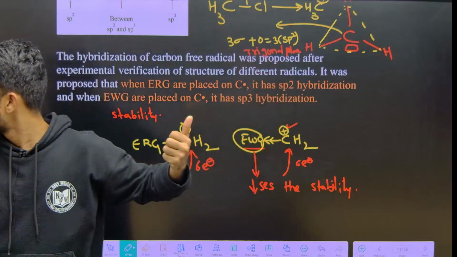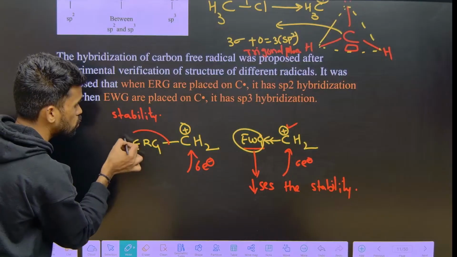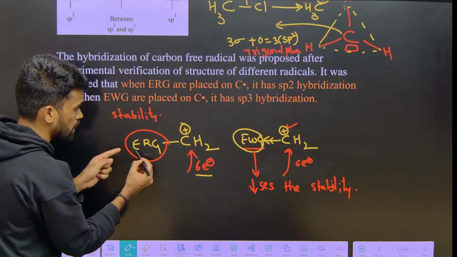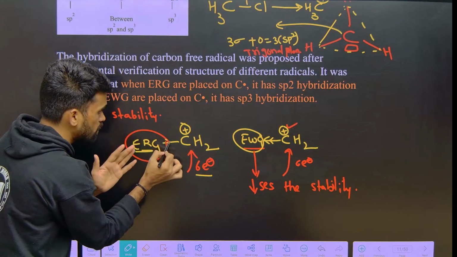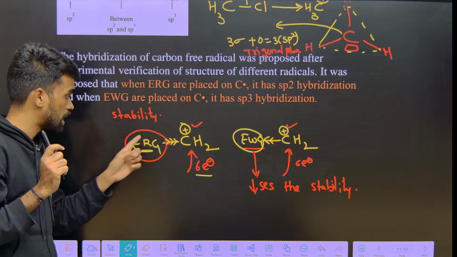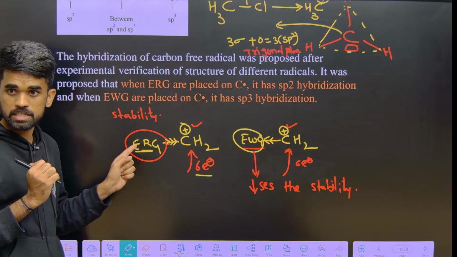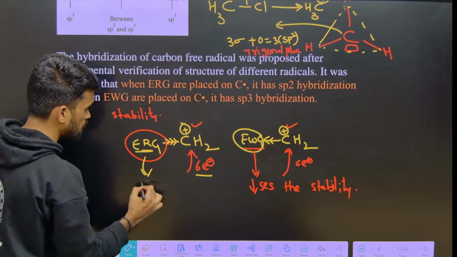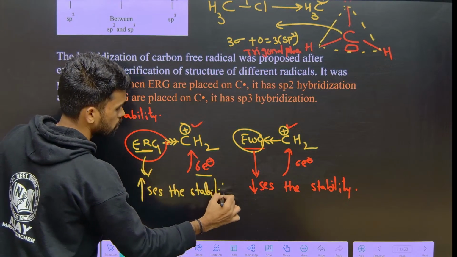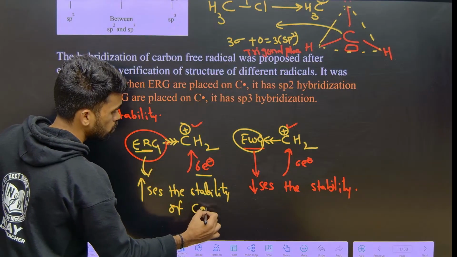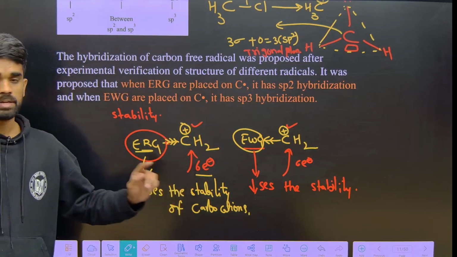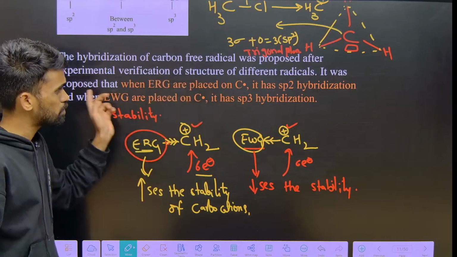Now look here, we have an electron releasing group. What will it do? Only 6 electrons are there, so this group releases electrons to this side. Now the carbocation becomes somewhat relaxed, getting electrons from its friend, the electron releasing group. So what I can say here is that electron releasing groups increase the stability of carbocations. Is that clear or not? Right.